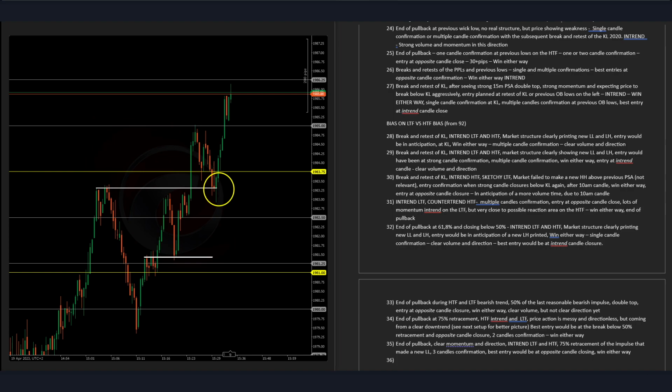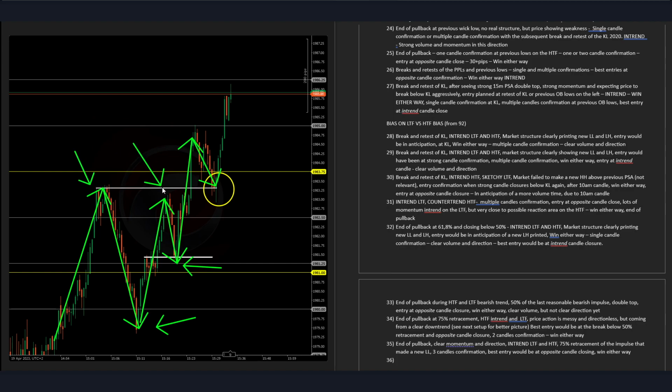You can see that would be here 30, even more, and that's another very clean retest of these previous highs, of this previous PSA. You can see here, entry anywhere in these 3 candles would be absolutely gold. It's a lot of momentum. The price is clearly printing new higher highs, higher lows. Higher high, and this is anticipation. Higher low, this one, higher low, this one, higher high, almost higher high, a new one, and in anticipation of a new higher high over there.